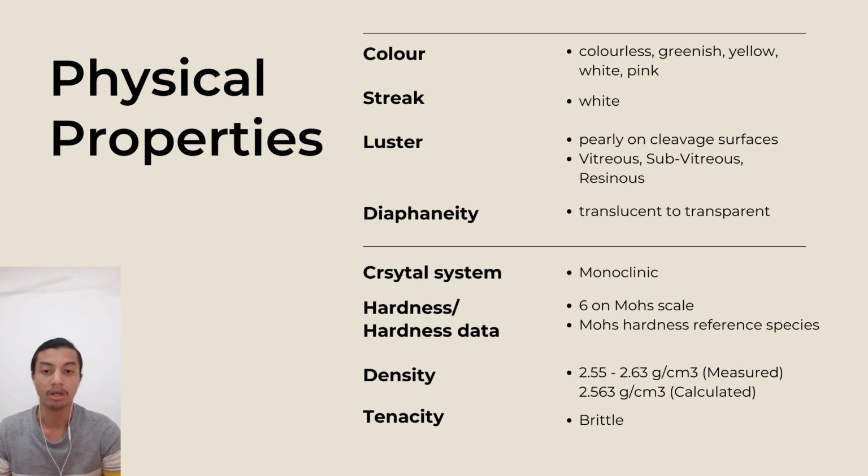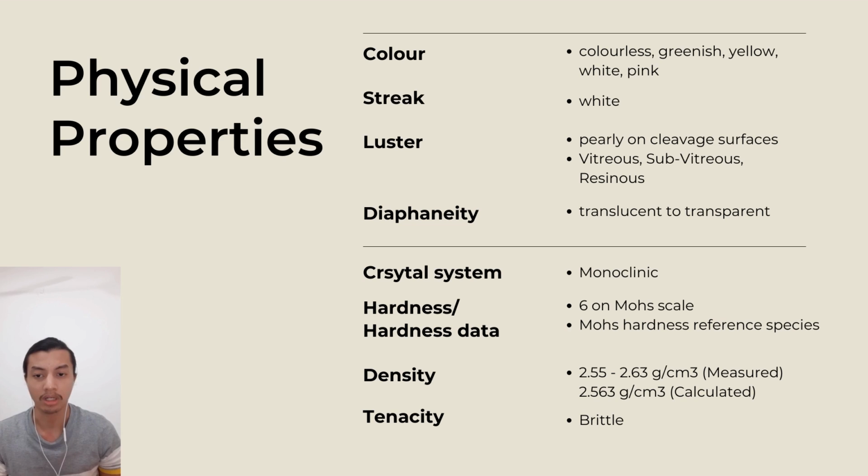Next property is the streak. Streak is usually the name of the test, which is the streak test. This streak test is the method used to determine the color of the mineral in powdered form. The color of the mineral in powdered form is often a very important property to identify the mineral, which is this orthoclase mineral.